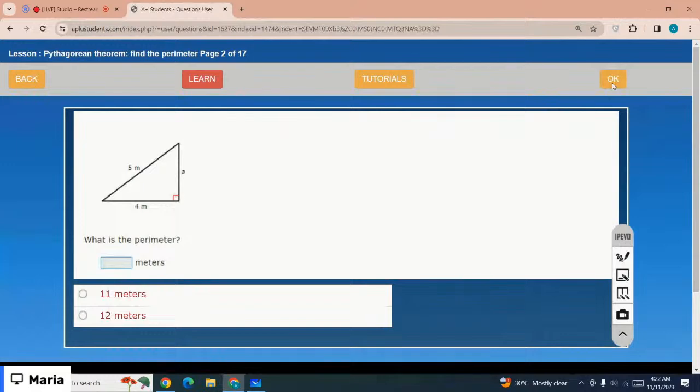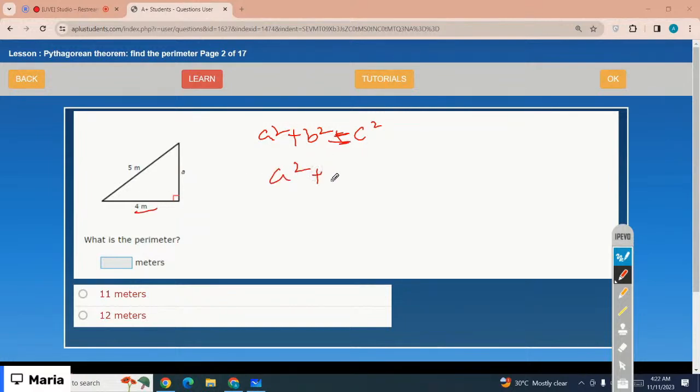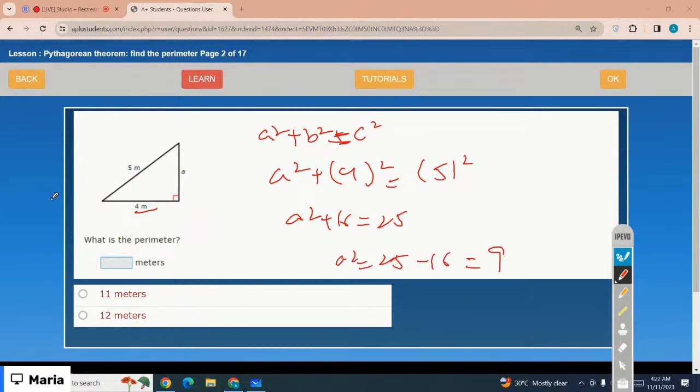Okay, what is the perimeter? Again, you have to find the third side length and then you have to add them. So let's calculate the third side length. You have to use the Pythagorean theorem, a squared plus b squared equals c squared. So c equals 5. It would be a squared plus b as 4 squared, and c squared is 5 squared. So a squared plus 16 equals 25. So a squared equals 25 minus 16, that is 9. That means the other side length is 3.